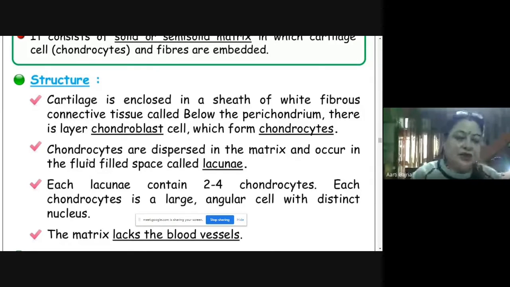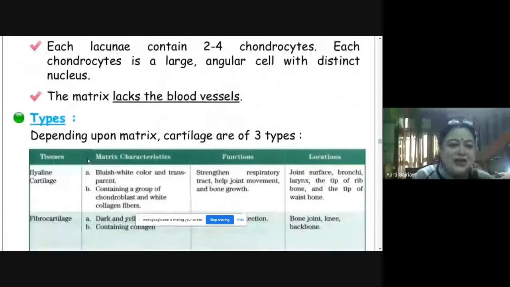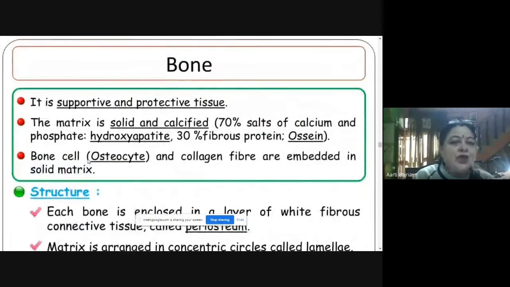Each lacuna contains 2 to 4 chondrocytes. Each chondrocyte is a large angular cell with a distinct nucleus. The matrix lacks blood vessels. Now bone. Bone is a supportive and protective tissue.